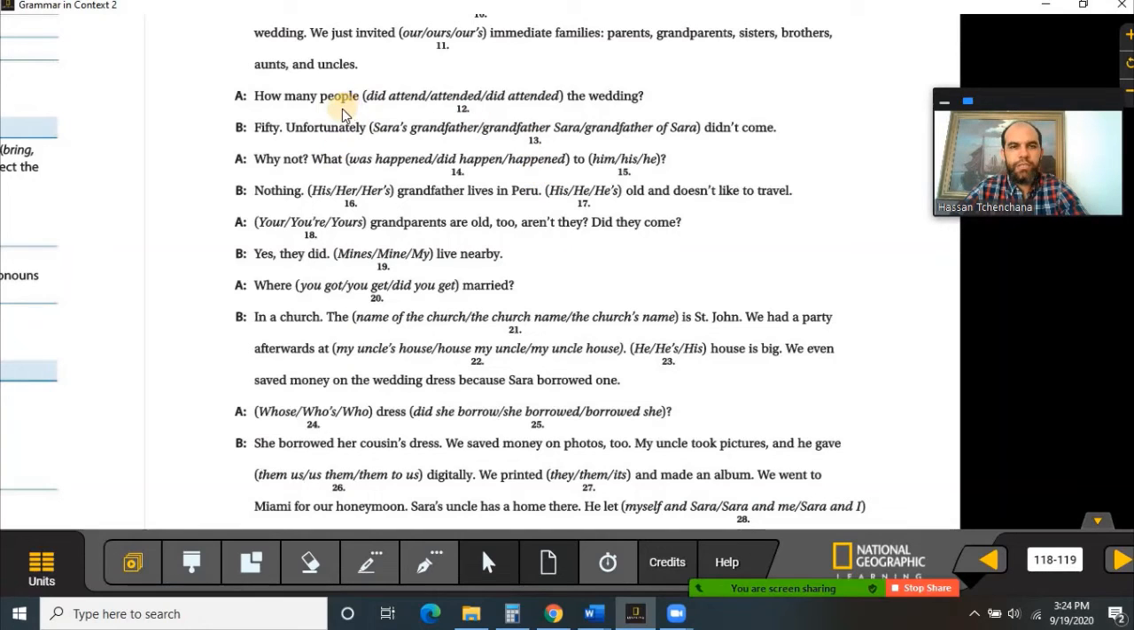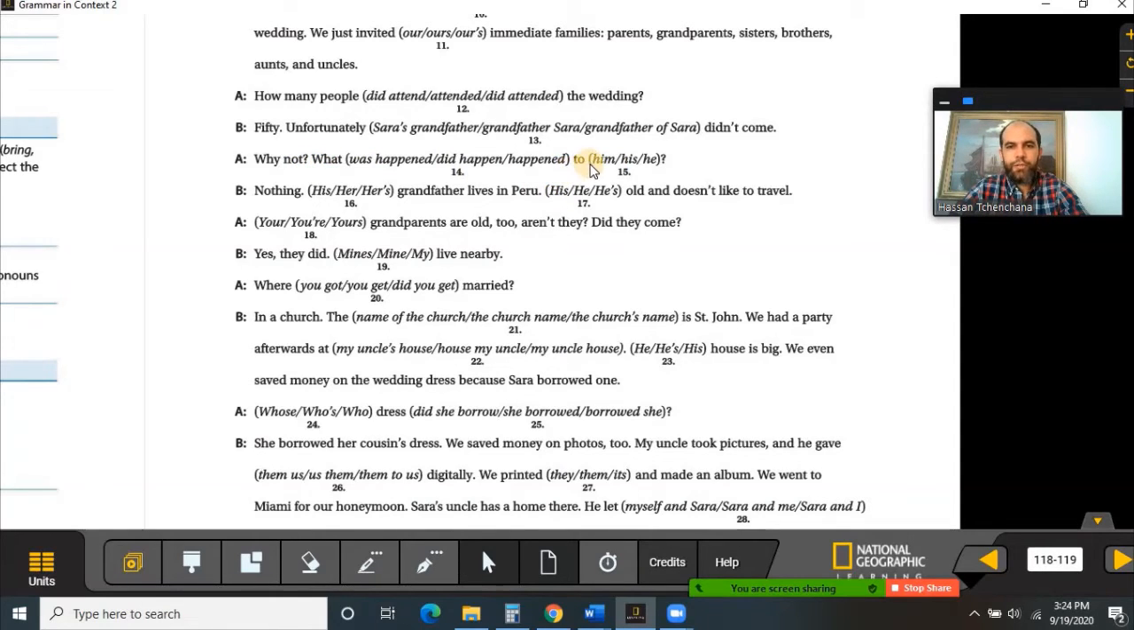Going back to the tip or the rule that I shared here about having a WH word as a subject. What is the same thing? It is the main subject of the sentence. Therefore, we don't need the auxiliary did. We need just the verb. What happened? Because what is the main subject in the sentence?